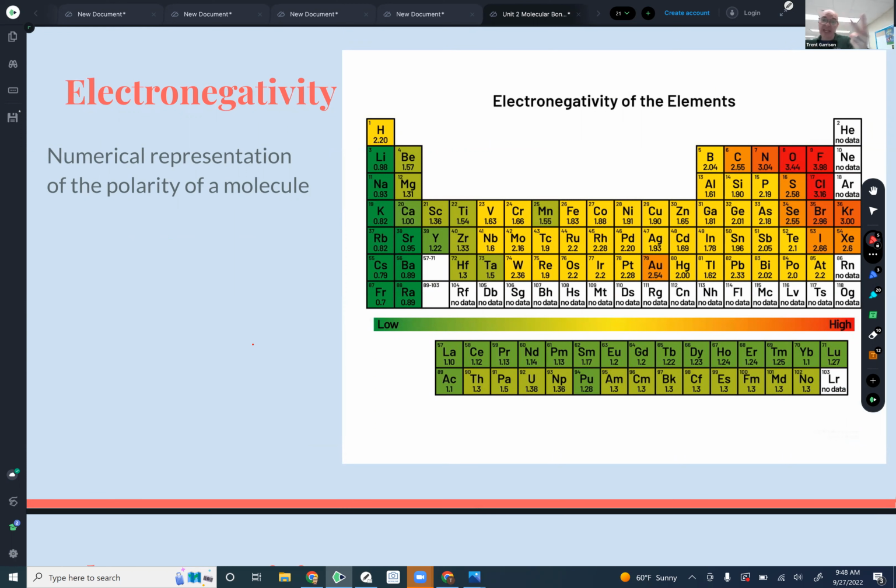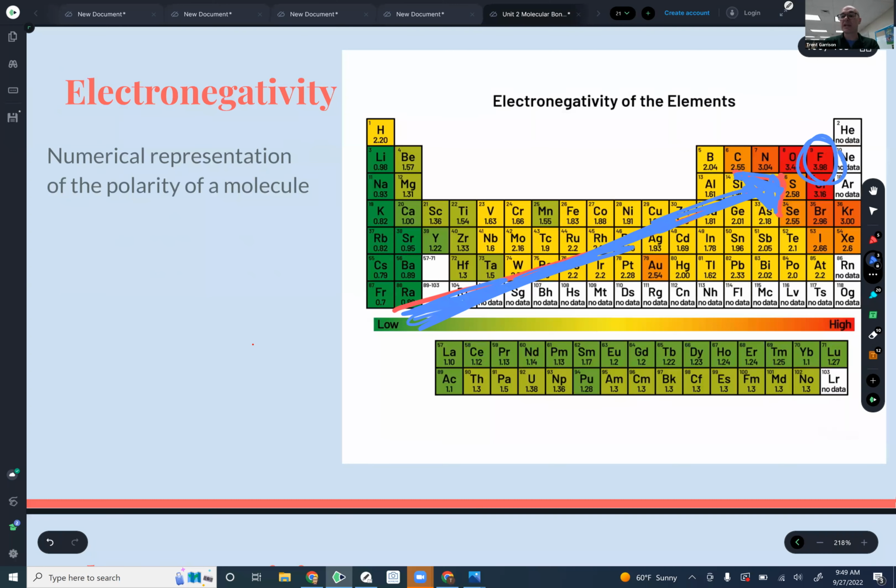This is going to be our second trend on the periodic table. What you will notice is that this trend tends to be the opposite of what it was for atomic radius. On atomic radius, the biggest element was down in the bottom left corner with francium. Now we have the opposite. We have the largest element being fluorine.